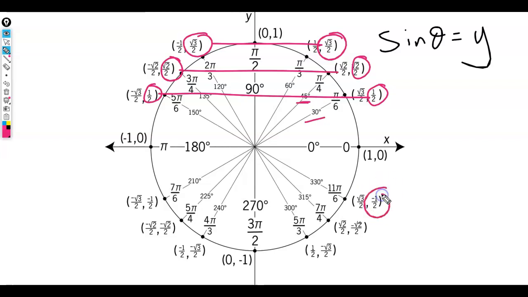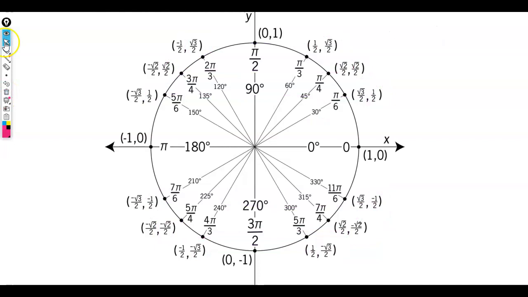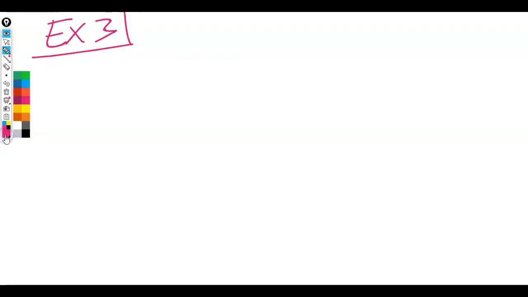And that pattern holds down here as well. These are the same, these are the same, and these are the same. So whereas cosine goes up and down to find the symmetrical matches, sine goes left and right to find the symmetrical matches. Okay. All right, so that being the case, we're ready for example 3 now.